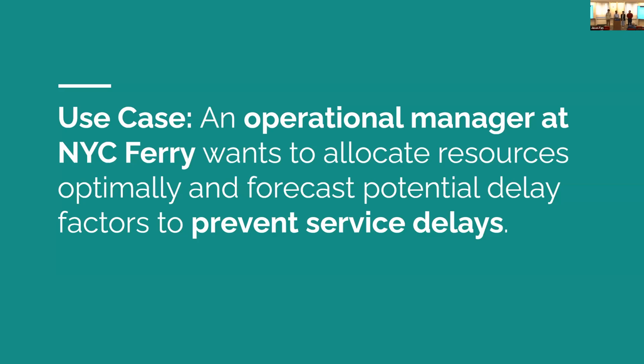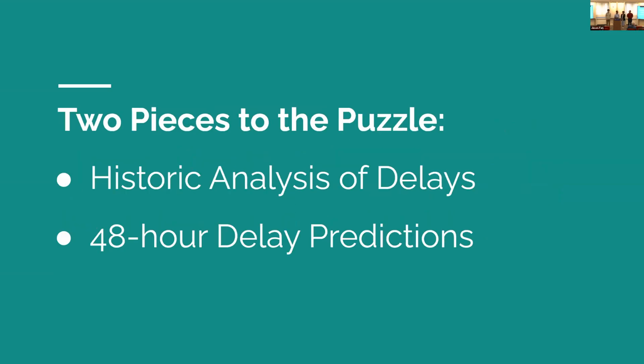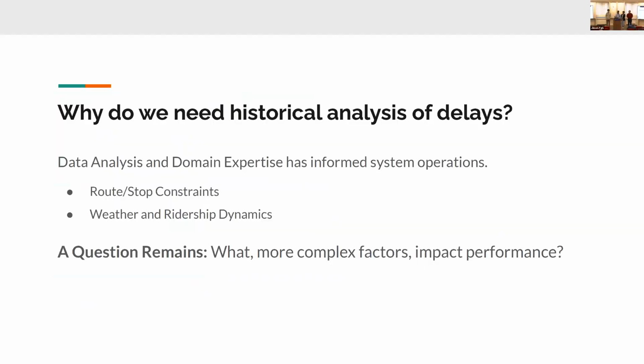So an operational manager at New York City Ferry wants to allocate resources optimally and forecast potential delay factors to prevent service delays. What does this mean? It really breaks down into two pieces. First, we want to understand historical contributing factors to delays, and we also want to be able to predict delays 48 hours from now. And to further break those down, why do we need historical analysis of delays?